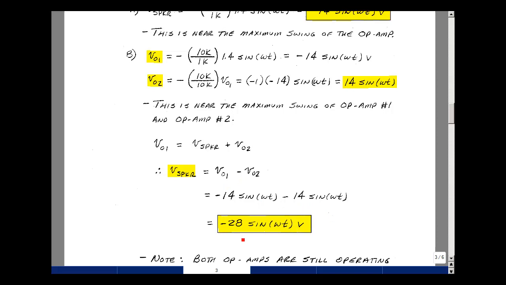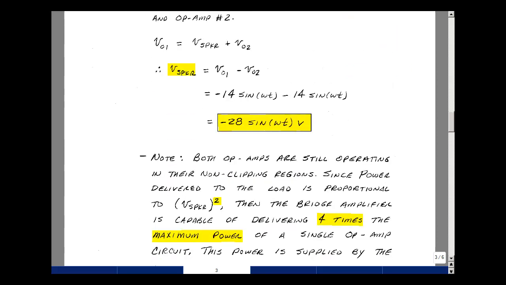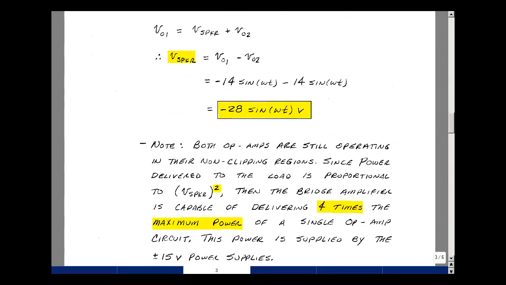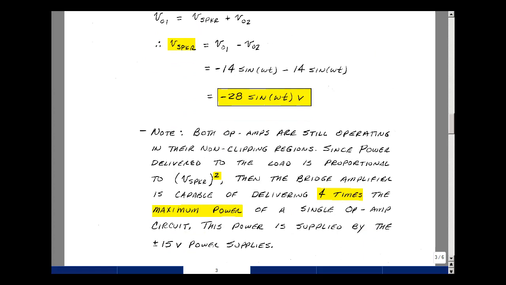Total is minus 28. On our first amplifier, just the inverting amplifier by itself, the most we could get out was 14 volts peak. Now we have 28 volts peak. With a 15 volt supply, it's hard to get the full 15 volts out, and that's why I stopped at 14 volts. There's a little bit of distortion as you go between 14 and 15. Now both op-amps are still operating in their non-clipping regions.